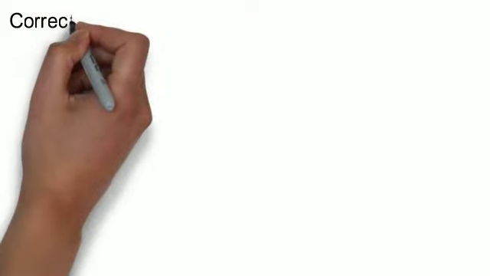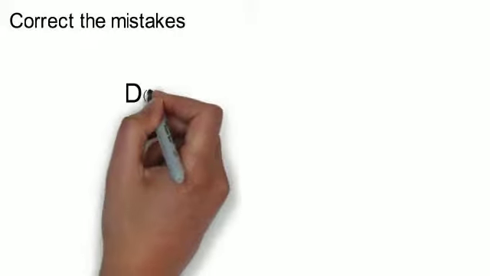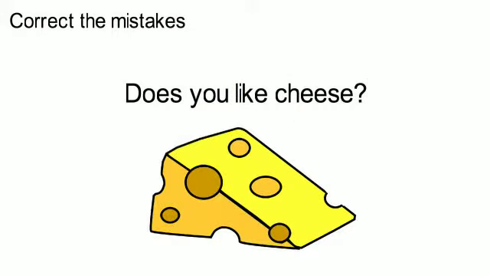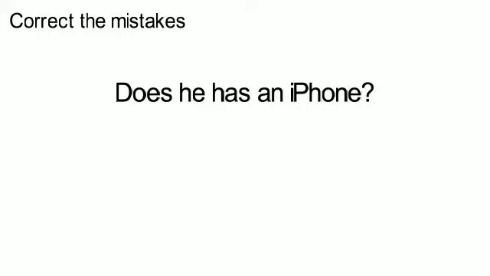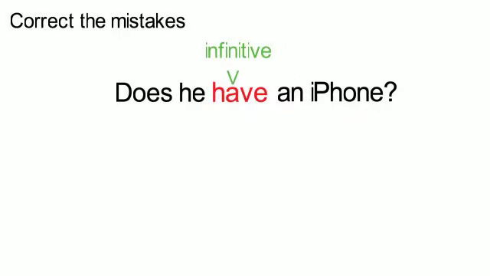Here are some questions that are not correct. Change the words to make the tense correct. Does you like cheese? What is the mistake in this question? Yes, you are correct. The sentence should be, do you like cheese? What is wrong with this question? Does he has an iPhone? The question should be, does he have an iPhone? Remember, you use the infinitive in the second verb.